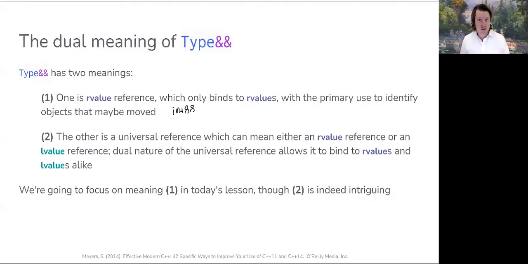The other meaning of some type name followed by ampersand ampersand is the universal reference, which can mean either an rvalue reference or an lvalue reference. This dual nature allows it to bind both rvalues and lvalues alike. You'll frequently see this as something like auto&& with auto type deduction. We're going to focus on the meaning of number one, rvalue references, today, though the idea expressed in number two is intriguing.